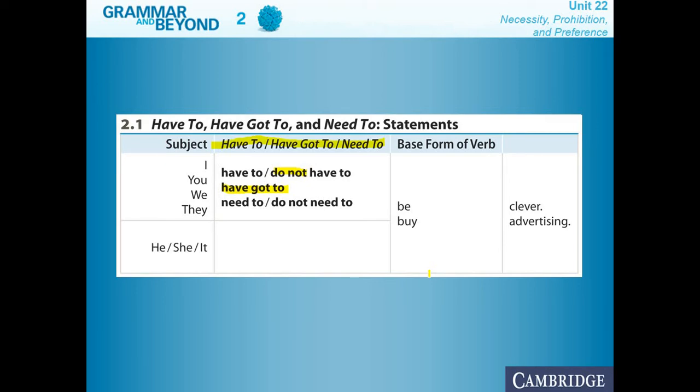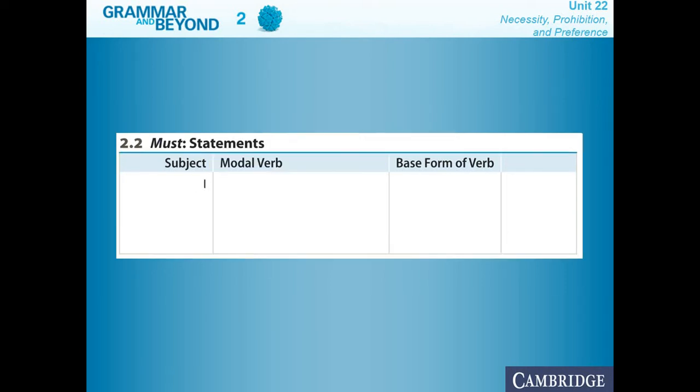When we use the third person singular, that is he, she, or it, the modal verb is going to change, and we're going to use has to, or doesn't have to, has got to, or needs to or doesn't need to. And we follow the same pattern that we follow on the last one.